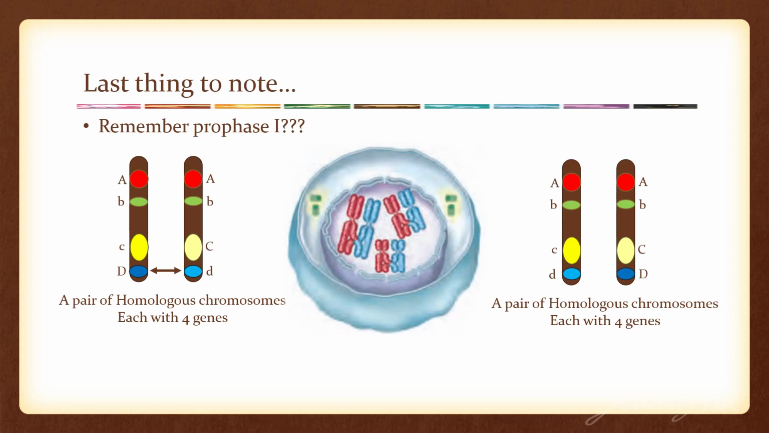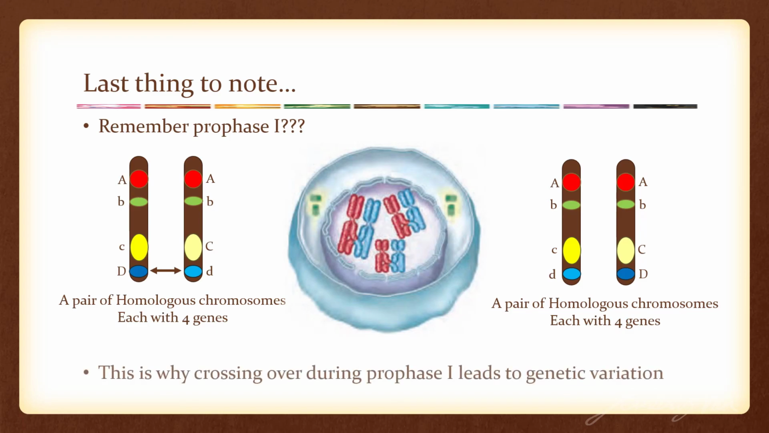You can see that the combination of alleles is now different. Originally, the homologous chromosome on the left had 2 dominant alleles, but now it only has 1. Whereas the homologous chromosome on the right, originally it had 2 as well, but now it has 3 dominant alleles. So now with a better understanding of alleles, I hope you can appreciate why crossing over during prophase 1 of meiosis can lead to genetic variation.